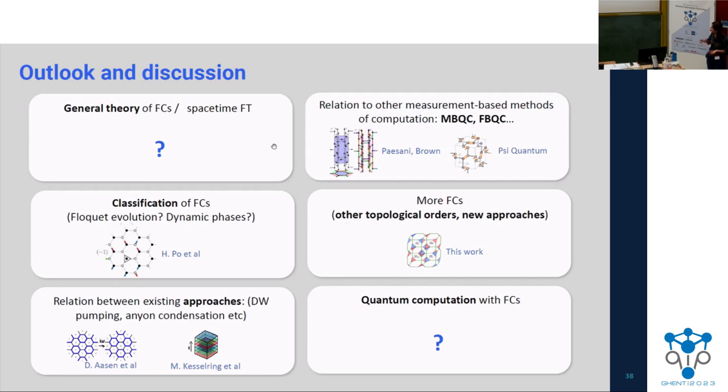Finally, I'd like to pose these open questions in this field, which is what is the general theory of Floquet codes and more generally of space-time fault tolerance? How do we classify Floquet codes and associated dynamic phases, maybe especially from the perspective of condensed matter theory? Is there a relation between already existing approaches such as pumping domain walls or condensing anyons?